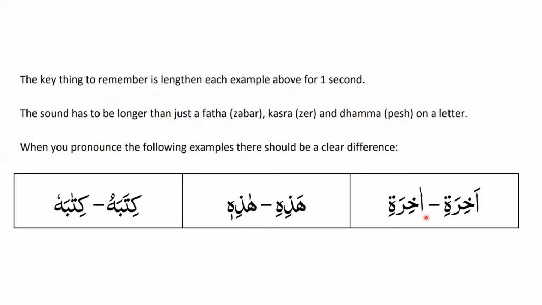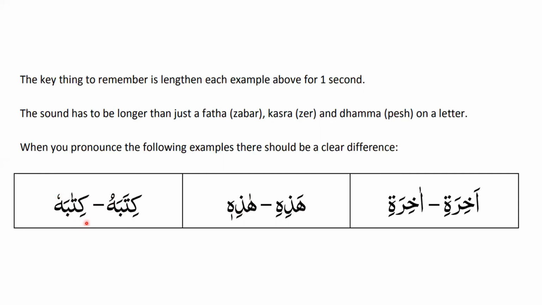Akhirati, akhirati. So a clear difference between a fatha and a standing fatha. Hadihi, hadihi. You see the clear difference between the standing fatha and the standing kasra on both letters, the ha at the beginning and the ha at the end. Kitabahu, kitabahu. You see the difference with the fatha again and the standing fatha here on the ta, and the dhamma and the upside down dhamma at the end on the ha.